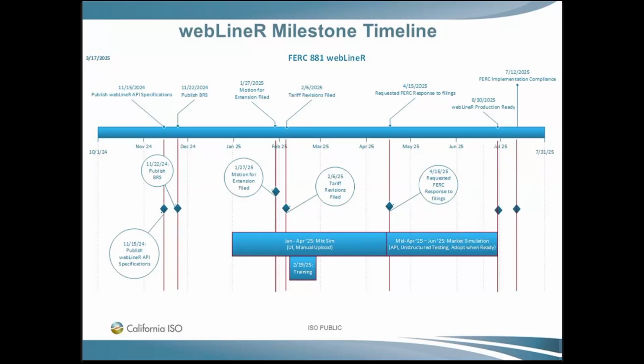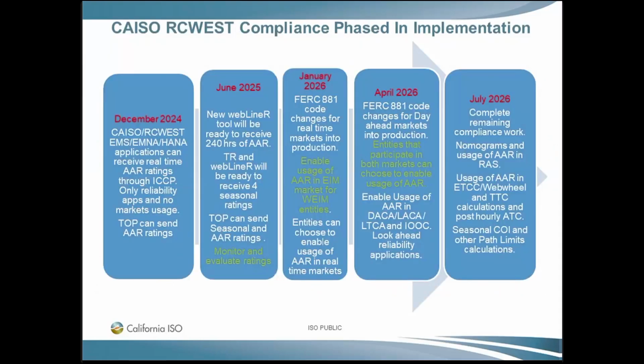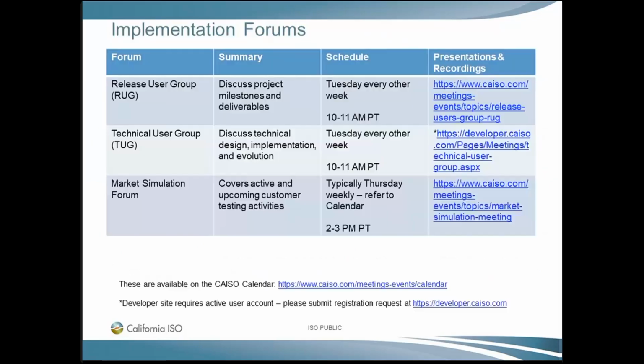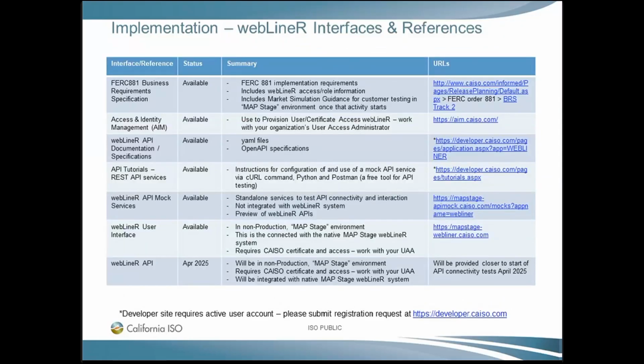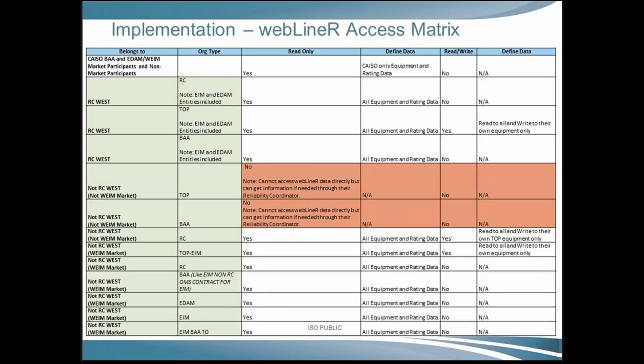Okay. I have additional supporting slides for Webline R and the 881 implementation that have been here, and I won't go over those in a lot of detail because we've already gone over that in the last release user groups. But I do want to pause here and just highlight again that last item is for Webline R. For the API, that is on track for mid-April. That's the only Webline R item to be made available in regards to interfaces on this slide. All right. Any questions or comments for FERC 881 or the Webline R system specifically?